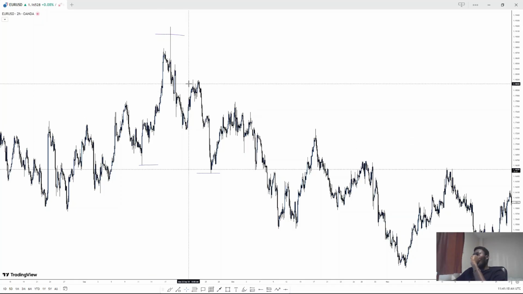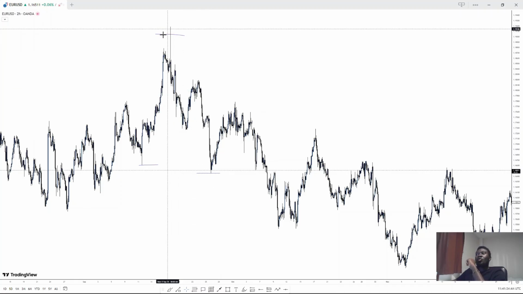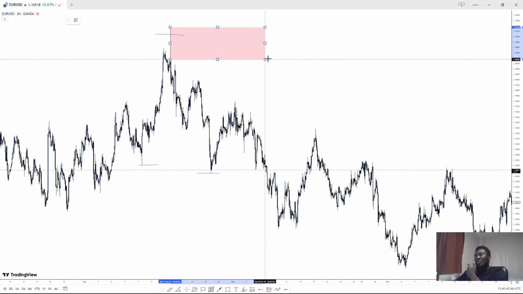However, all this break of structure was caused by this impulsive move, but this one here is what caused the break of structure. So we will call this one decisional, and we'll call this one extreme. So when you are marking it out, this is how it's marked. Now we are selling, so it's called supply.